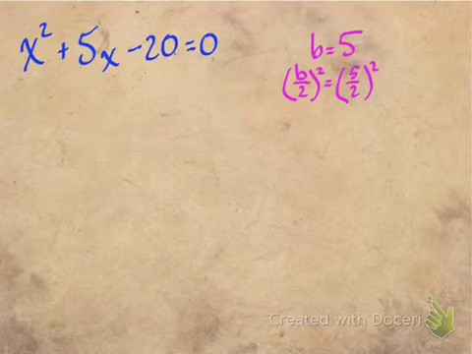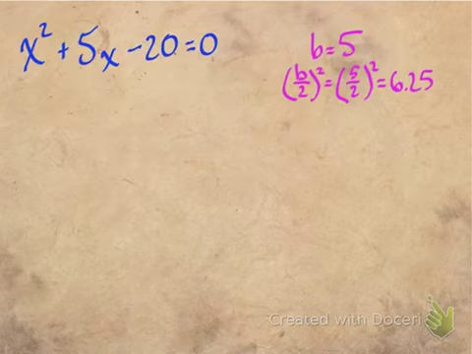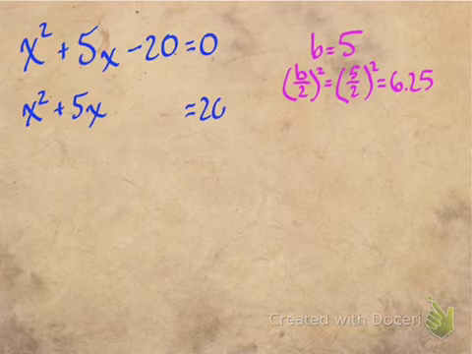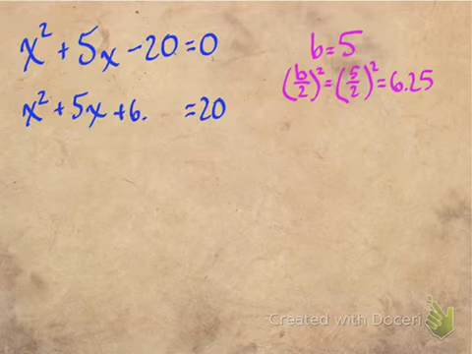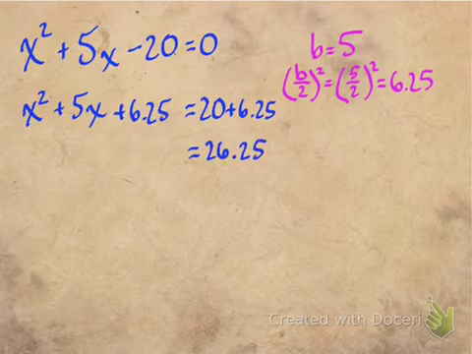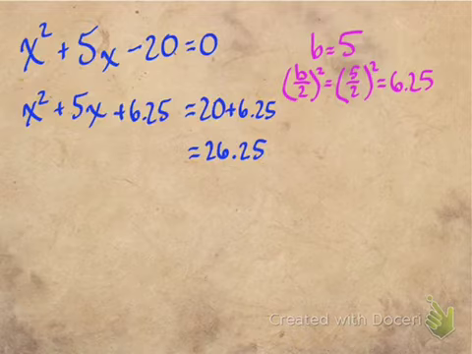So you may have to use a calculator here. That's okay. Go ahead, use a calculator. 5 over 2, that's 2.5. 2.5 squared equals 6.25. Okay, that's what we're going to add. We're going to add 6.25. That's our b over 2 squared number. But first we're going to move the constant over to the other side, and then we add our plus 6.25. That gives us 26.25 on the right side.